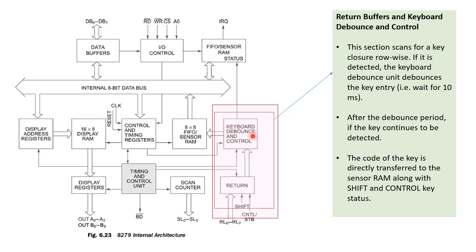So this unit is responsible for scanning the key closure row wise. That is, there will be a key matrix, and this unit scans and sees whether a key has been pressed or not. This is the keyboard debounce and control unit. It also passes the information of the shift key, control, etc. to the FIFO sensor RAM. So whatever key is pressed, that information is passed to the FIFO sensor RAM.